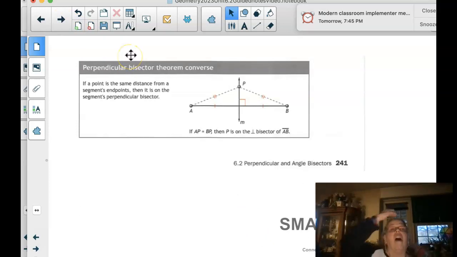All right, so the perpendicular bisector theorem. If a point is the same distance away, this is the converse, from a segment's endpoints, then it happens to be on the perpendicular bisector of that segment. So point P is the same distance away from A and B, therefore it is on the perpendicular bisector M of this triangle.